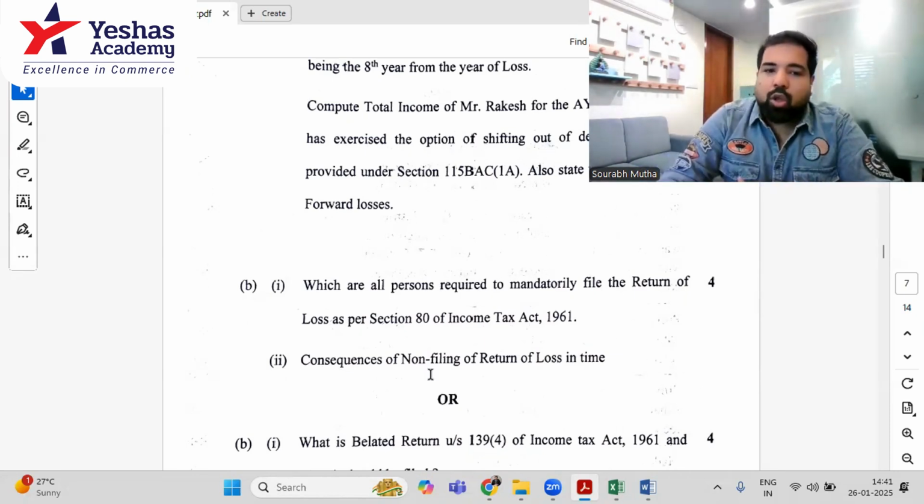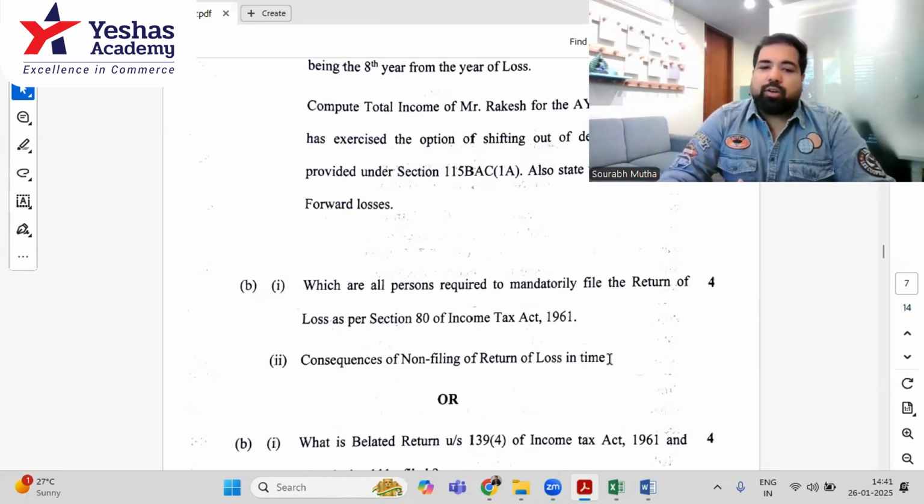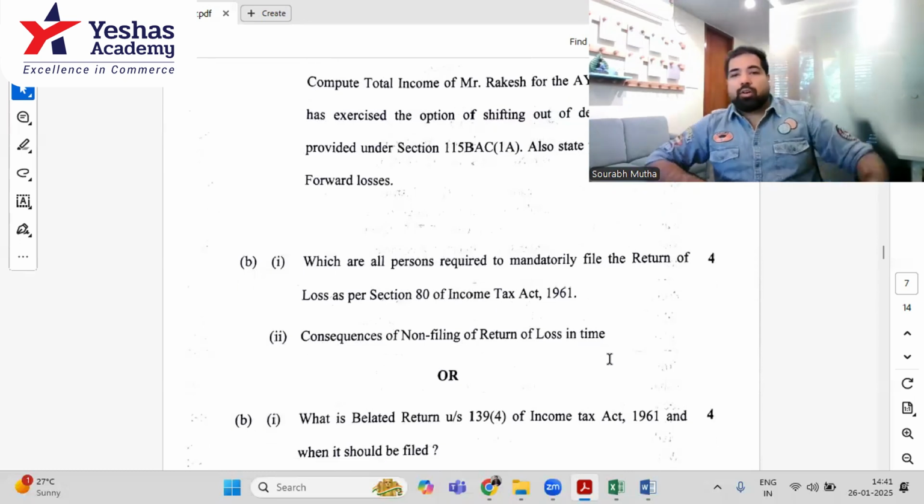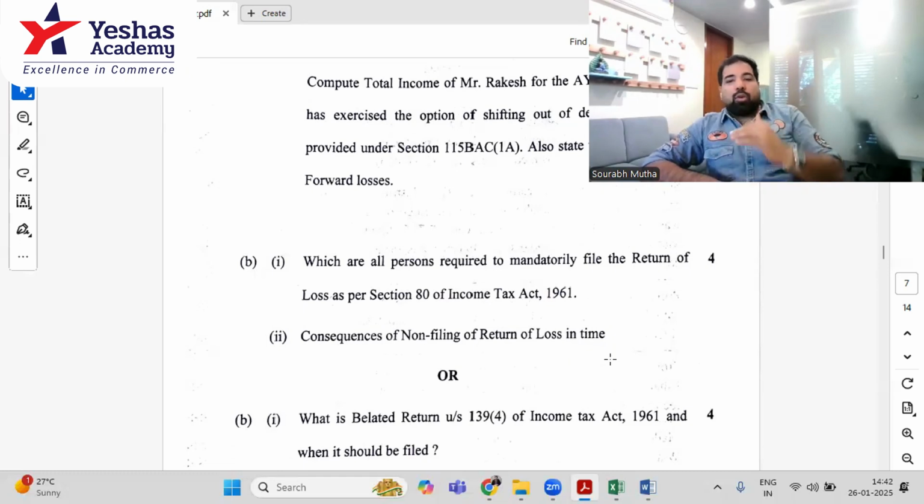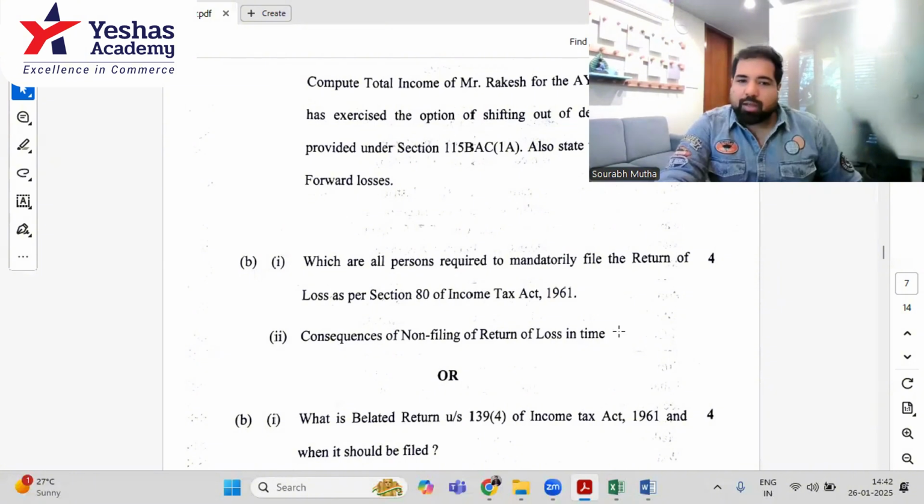What are the consequences of not filing your return of loss in time? If you don't file your return of loss, then that year in which the return was not filed in time will not be allowed to be carried forward. Except HD, you can write that and get your 4 marks here.